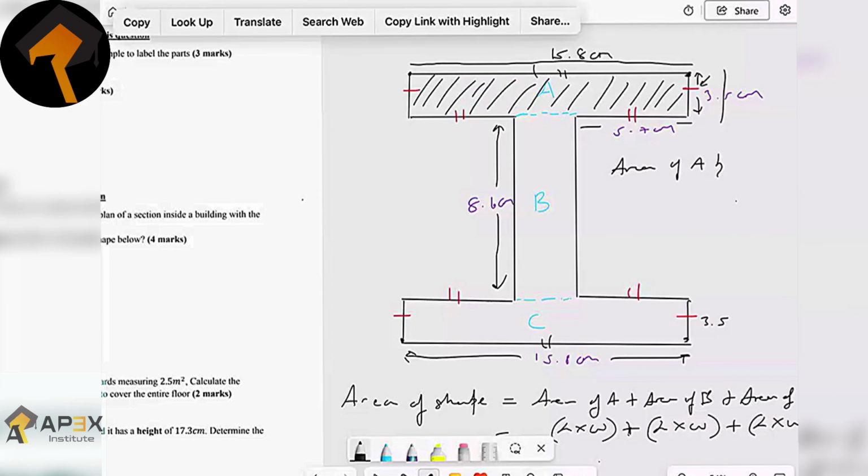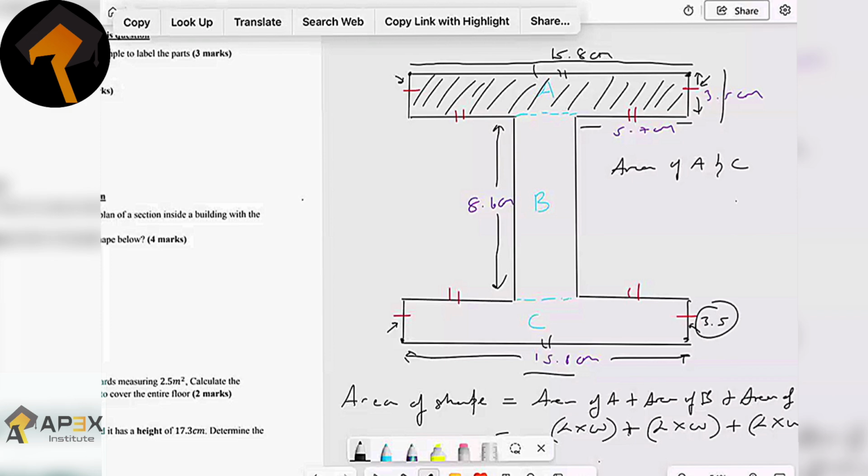You see these red lines right here? That red line here, that red line here, this one right here, and this one right here. That's CSEC's way of non-verbally telling you that all 3 sides measure the same. So this would be the length, and this also would be the width. So the area of A is basically the area of C. So all I have to do is find the area of A and C, and that would simply be the area of A times 2, or the area of C times 2, if that makes sense.